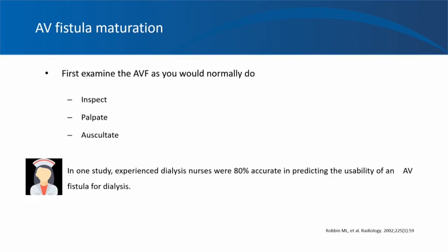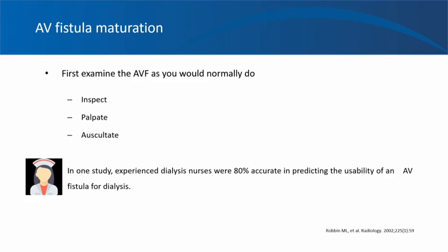One of the commonest indications of vascular ultrasound for nephrologists after resistive indices is to assess the maturation of arteriovenous fistula, which is relatively easy to do and can be done in your clinic instead of sending the patient to vascular surgery to make sure you can cannulate the fistula. So first examine the arteriovenous fistula as you would normally do.